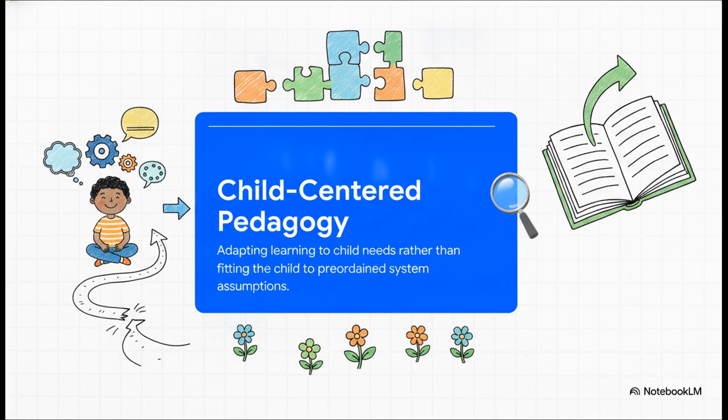Salamanca completely flipped the script. It demanded that we fix the school system itself. It challenged inclusive schools to adapt the learning to the diverse needs of the child, rather than forcing the child into some preordained box of what a student should be.